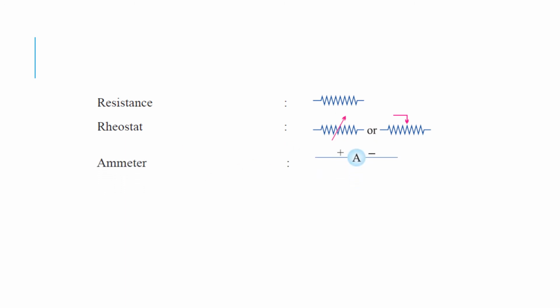This is the notation for ammeter and voltmeter. These are some of the important components we commonly use in our electric circuit diagrams. Whenever you are asked to draw an electric circuit diagram with ammeter, voltmeter, key, bulb, you have to use these particular symbols.